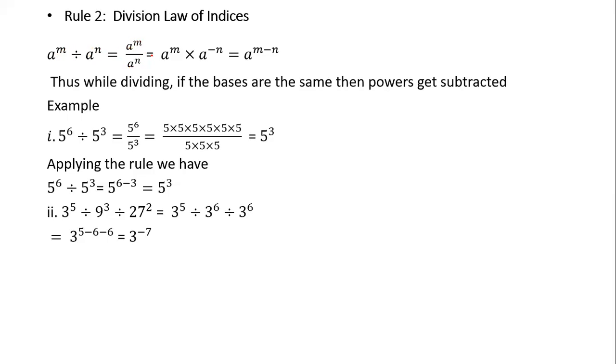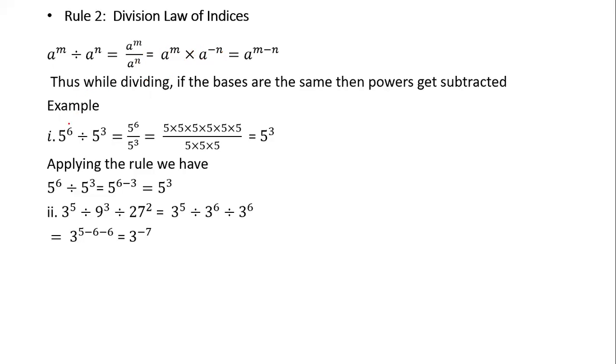Now this is equal to a power m minus n. We take one of the bases and just subtract the second power from the first power. We can equally apply the multiplication law here by pushing a power n to the top and multiplying it with a power m to give a power m times a power negative n. We shall look at this law later.